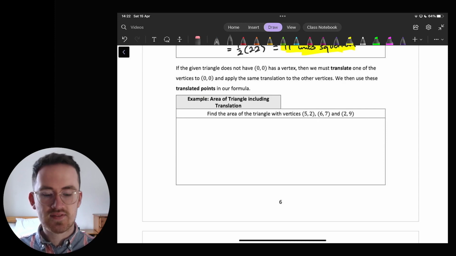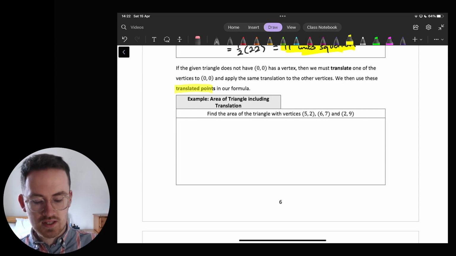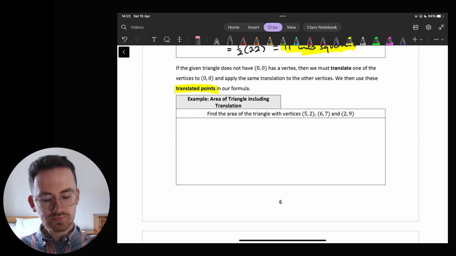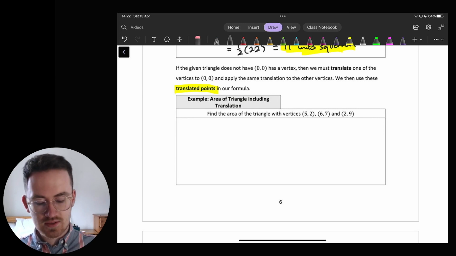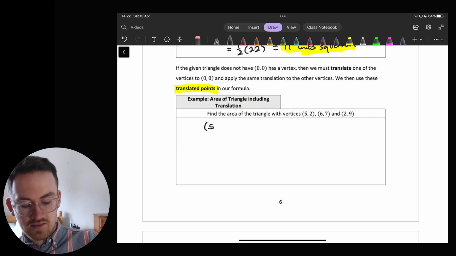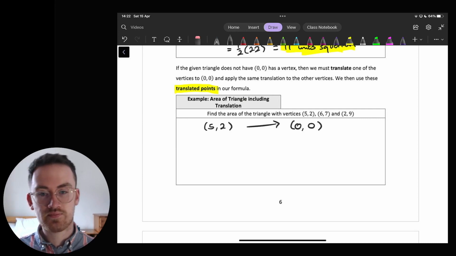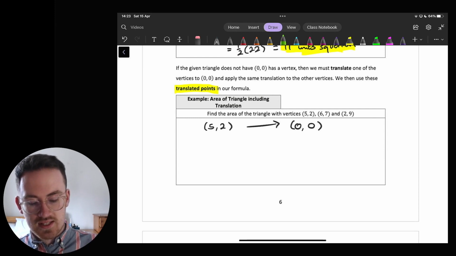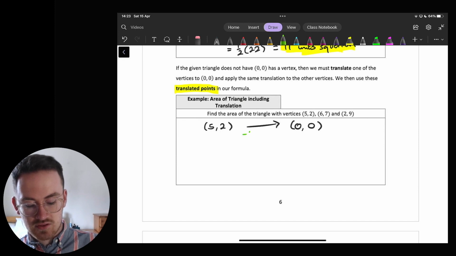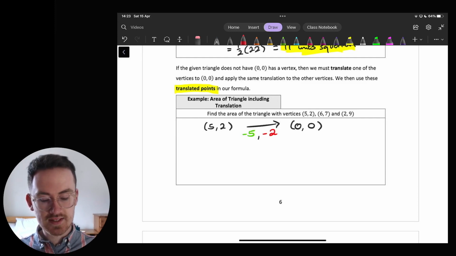So as I've said there, we're going to use the translated points in the formula. So if we're given this one here, 5, 2, 6, 7, and 2, 9. We have to pick one of the points, translate it, and then do the same thing to the other points. So if we were to pick 5, 2, I want to move it to 0, 0. I want to move it to the origin. So for the x coordinate, I would have to take away 5, and then for the y coordinate, I would have to take away 2. And that will get it to 0, 0.